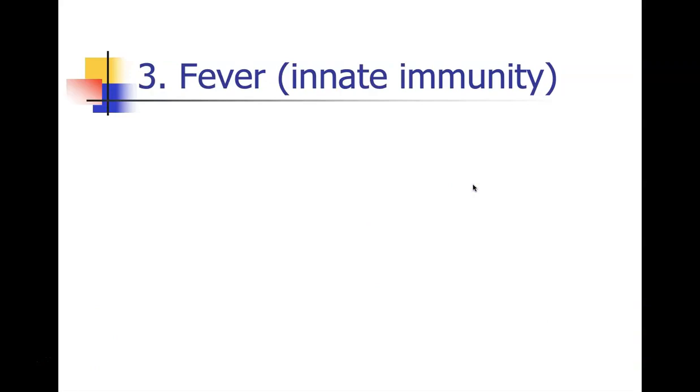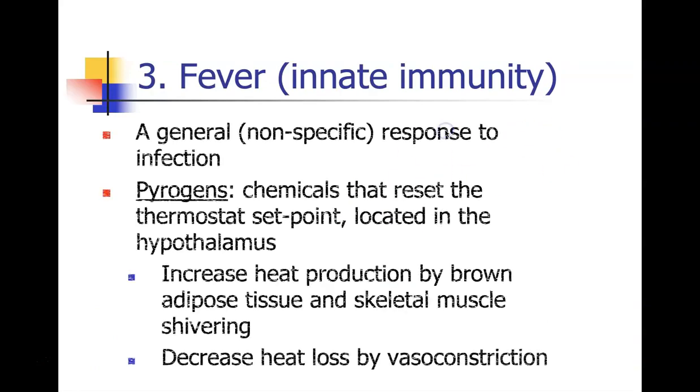Part 3 of innate immunity is fever. This is a very general, non-specific response to infection. So it's a common way in which we diagnose infection, because if someone has a fever, it's a generalized response to that. Okay. It's caused by pyrogens, which are chemicals that reset the thermostat set point in the hypothalamus.